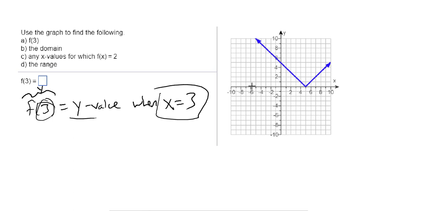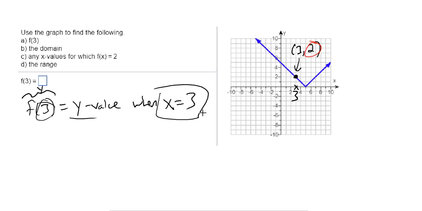So I go to my x-axis, I look for 3 on the x-axis, which is right here. And then I look on the graph for any points that line up with x equals 3. And I get this point here. Right, so this point on the graph has an x-coordinate of 3. It's the point (3, 2). And what I want from that is the y-coordinate.